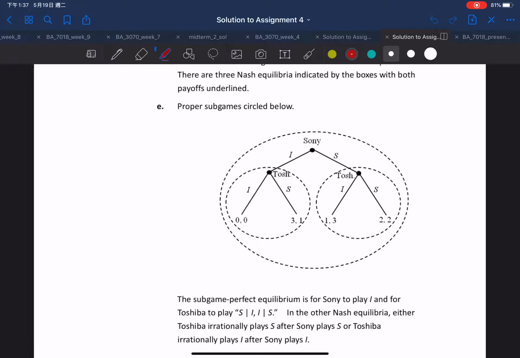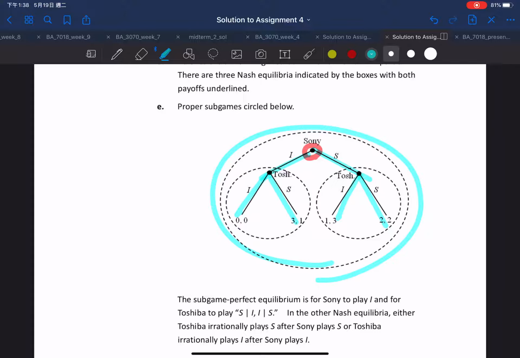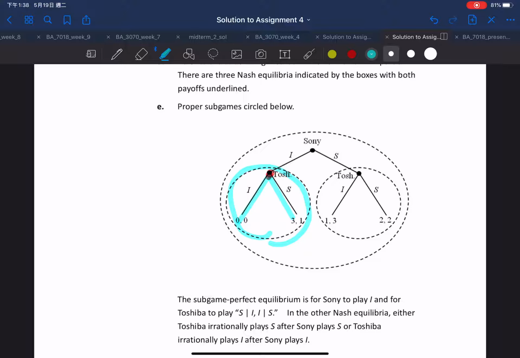So if I start with this node, it branches out like this, right? It has to include everything, so that's the first big circle. And then if I start with this node, it branches out like this, right? So the first circle that I draw, the second circle that I draw will be like this. Similarly for this circle. That's how you find all the proper subgames.